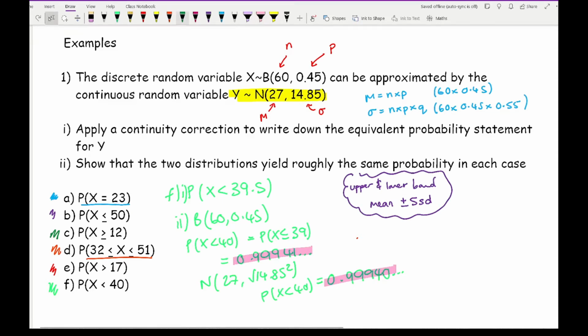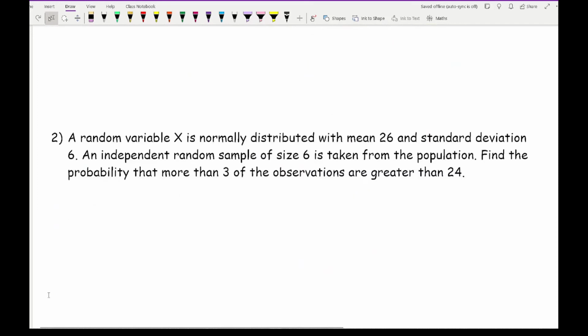And now one thing I've just spotted in terms of the notes, that this should be sigma squared, because obviously the variance is sigma squared and the standard deviation is sigma. But again, all the other calculations are correct. So let's have a look at example 2.